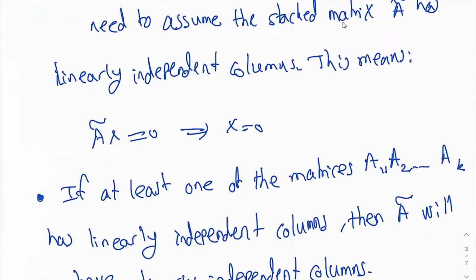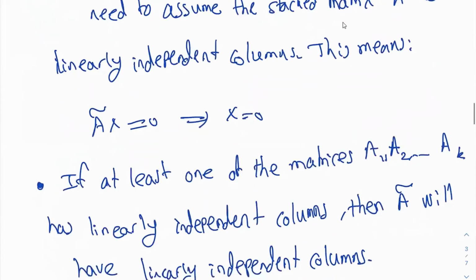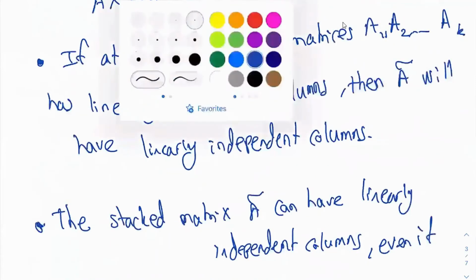Okay, now let's see under what cases this is possible. If at least one of these matrices, A1, A2, all the way to AK, has linearly independent columns, then this A tilde or A bar has linearly independent columns, right? It's easy to see this. Let me show that here.